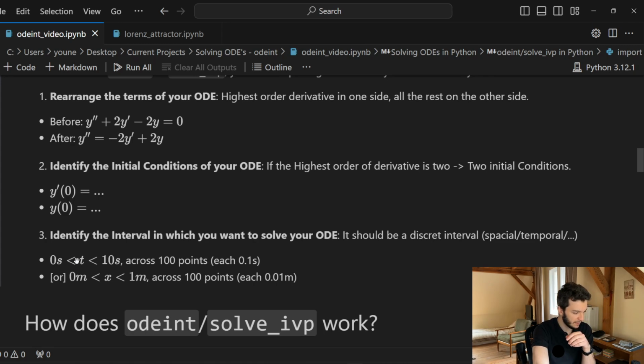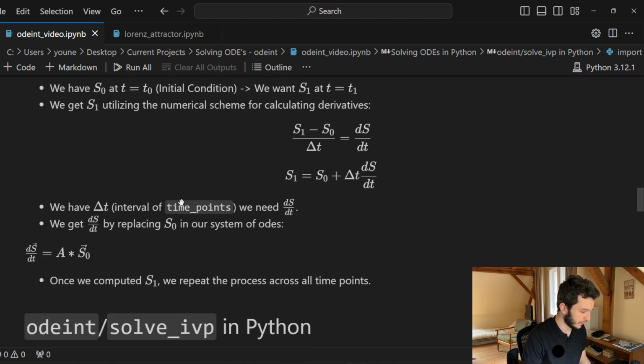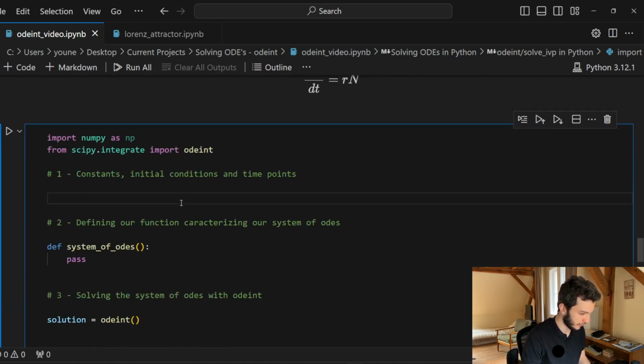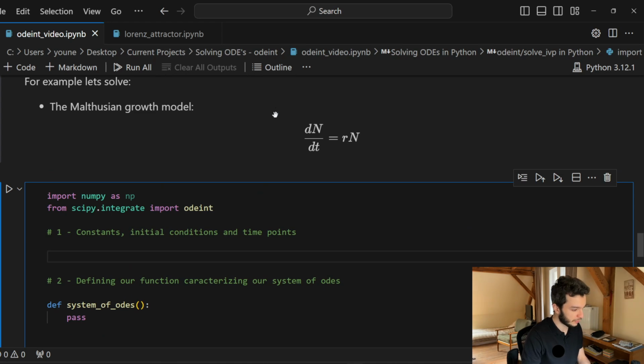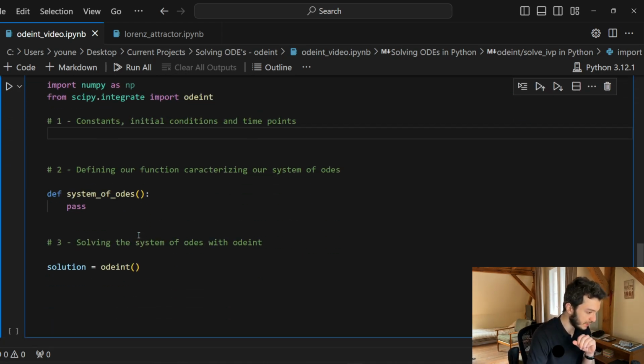For example, t goes from 0 to 10 seconds across 100 points, or x goes from 0 to 1 meter across 100 points, which you will define with numpy, by the way. Alright, now that we discussed that, let's go back to our problem here. Our Malthusian growth problem.